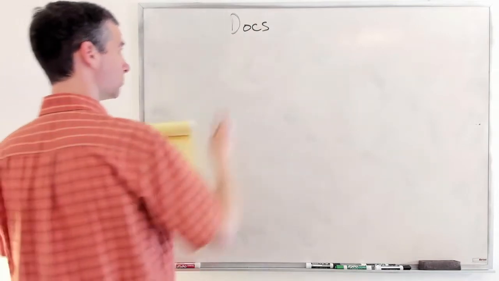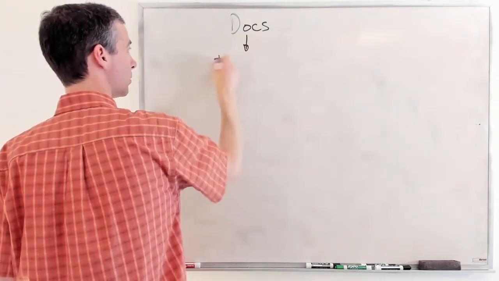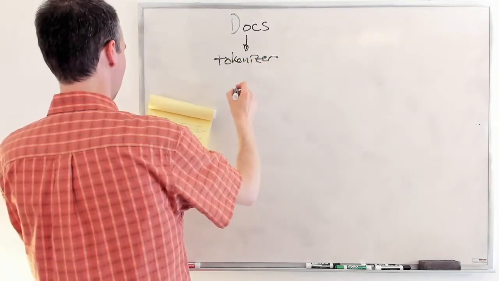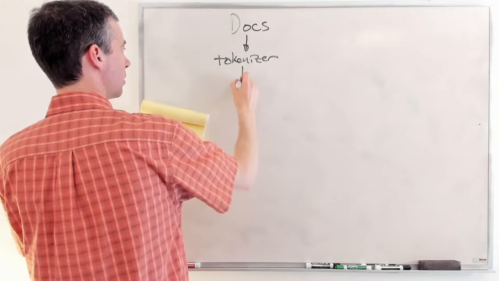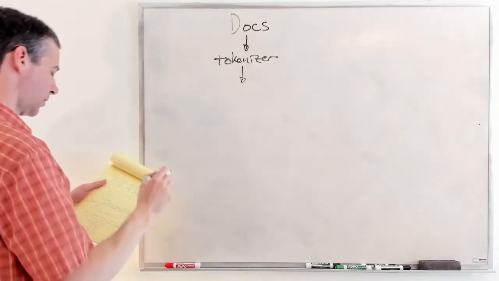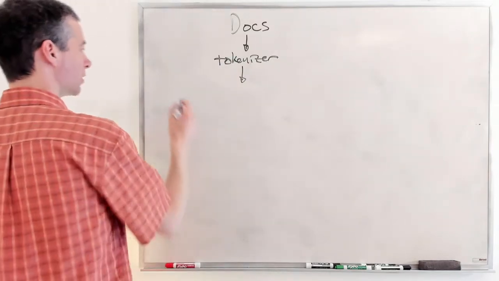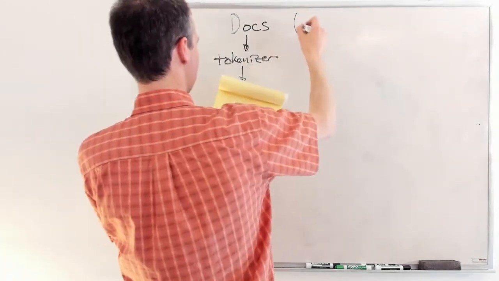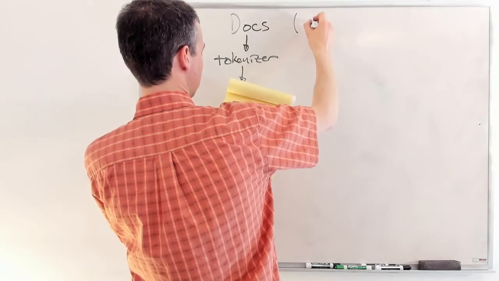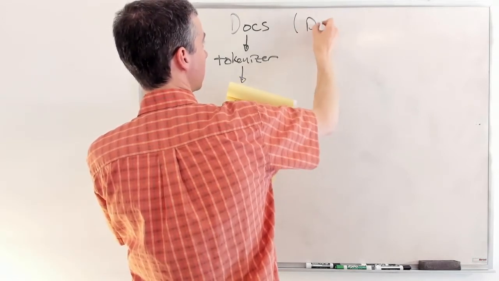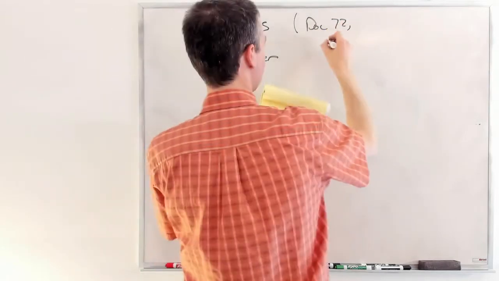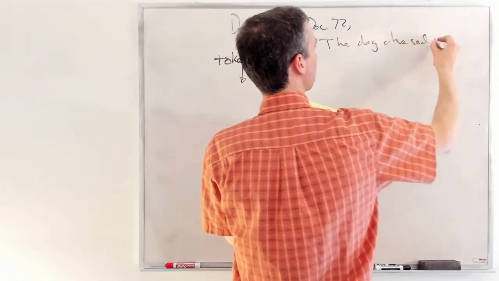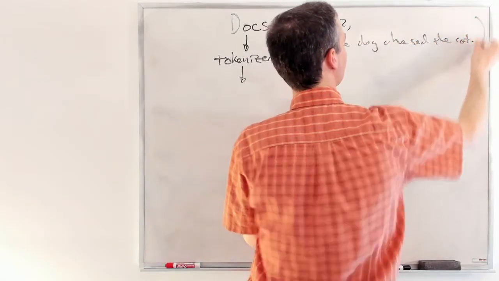Start with our documents. And then we go into our tokenizer. All right. And out of our tokenizer, remember that we're going to basically have something along the lines, when we start with some document here. So let's say we have a document which is document 72, and it's something like the dog chased the cat.